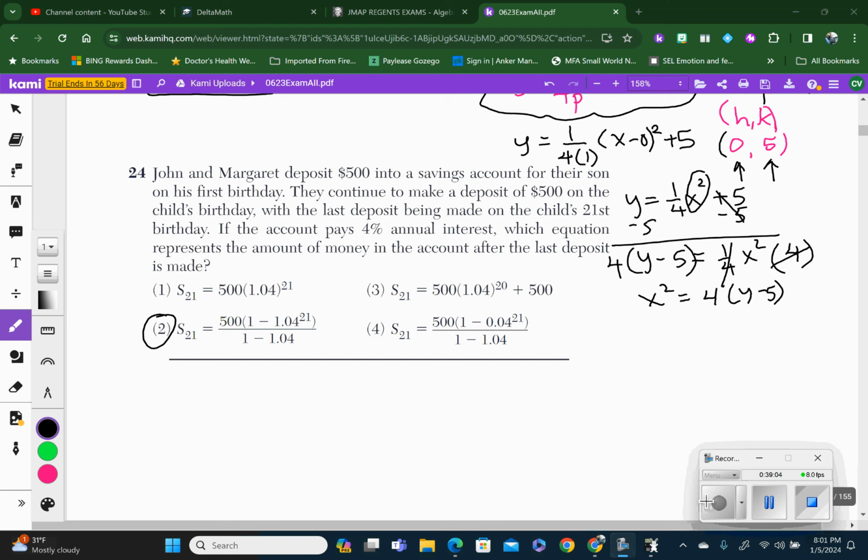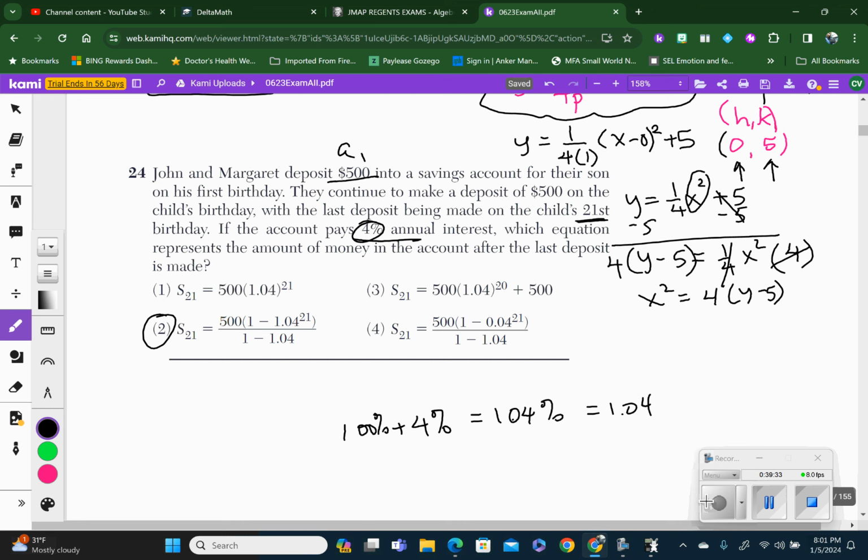So the account pays 4% interest. So 4% gets added to my 100%. So that's equal to 104%, which as a decimal is 1.04. So that's the first thing with that. The $500 is deposited. That's how much we start with. That's what our A1 is. The last is going to be the 21st.